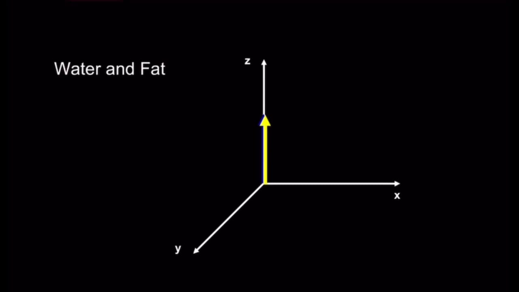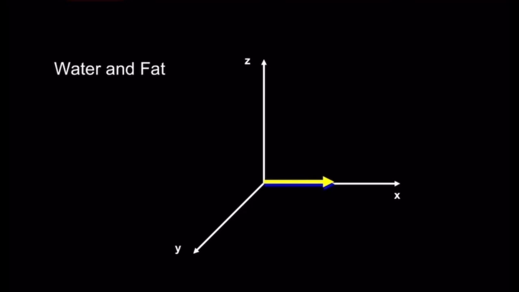Here we have water and fat hydrogen atoms. Yellow is fat and blue represents hydrogen in water. And they are aligned with the external magnetic field in the longitudinal or z-axis. We apply a 90-degree RF pulse, and the net magnetization vector is knocked down to the xy plane and precesses in sync in the xy plane.